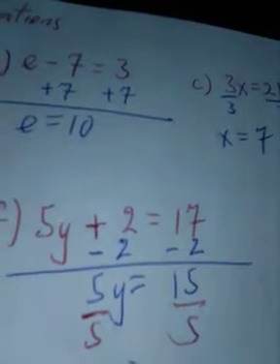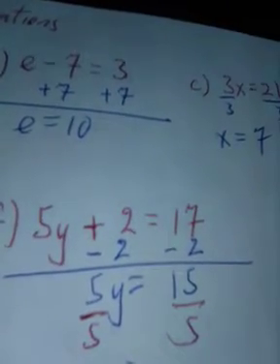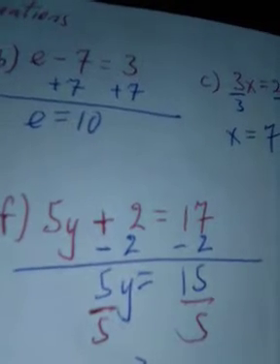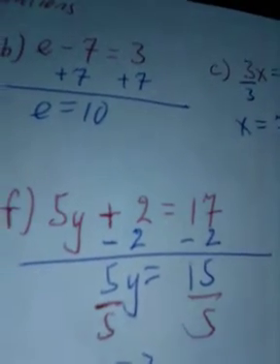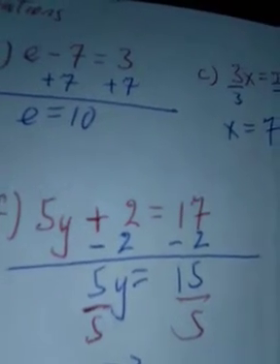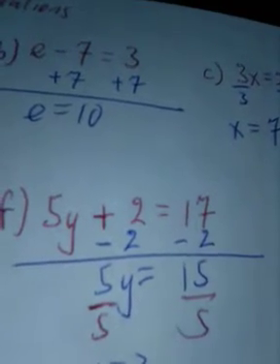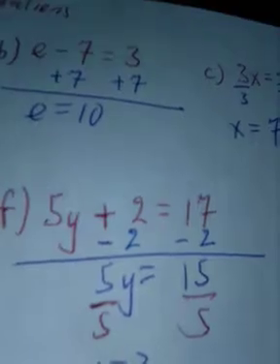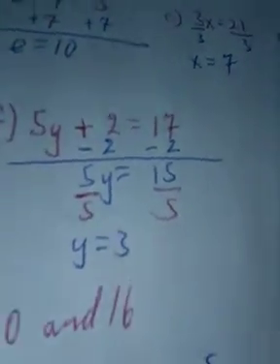5 times something plus 2 is equal to 17. So once again, the first thing I have to move is the 2. And I'm adding 2 here, so I subtract 2 from both sides. I get 5 times something is equal to 15. 17 minus 2 is 15. Now I've got to move the 5. Divide both sides by 5. I get that the something must be equal to 3.